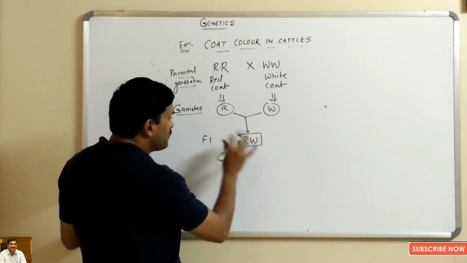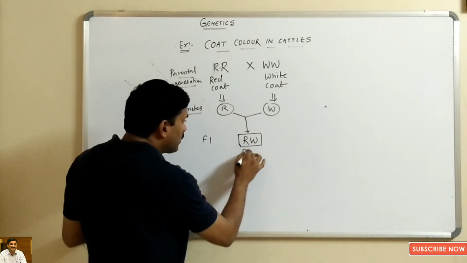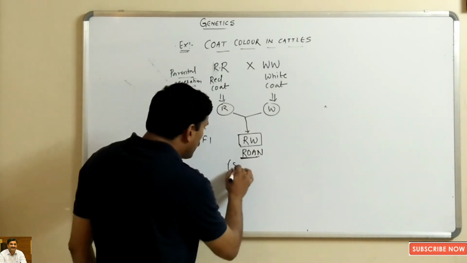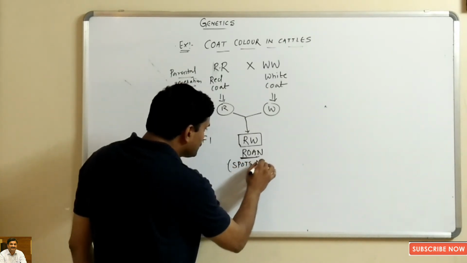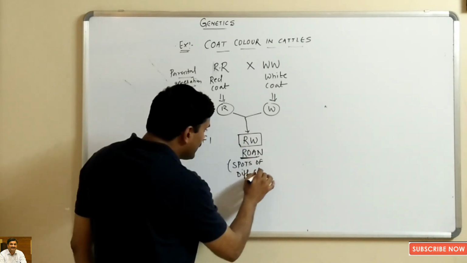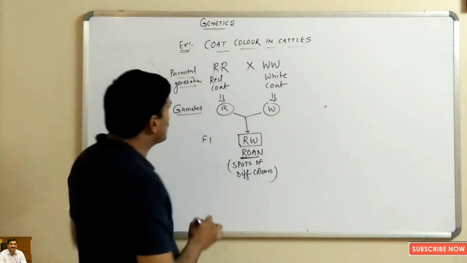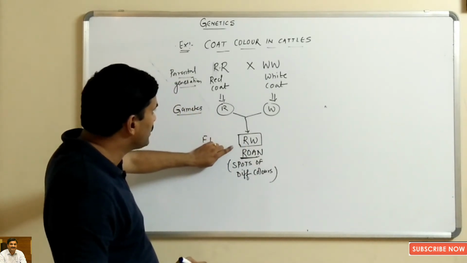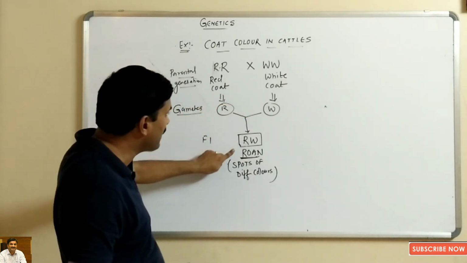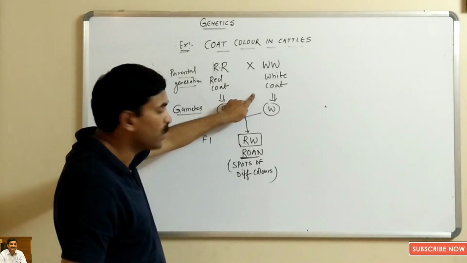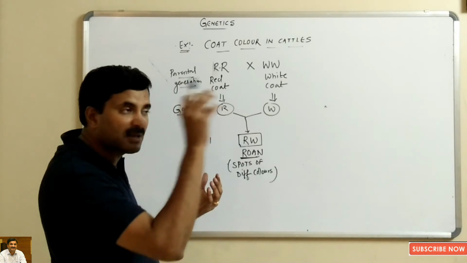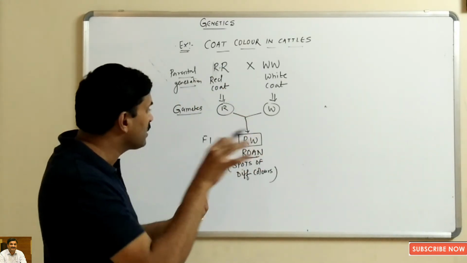So in F1 generation we see that the color of the cattle will be roan color. Roan color means spots of different colors. This cattle will be having the patches of red as well as white. Say the entire coat color will be red, and the red color will be having patches of the white color.